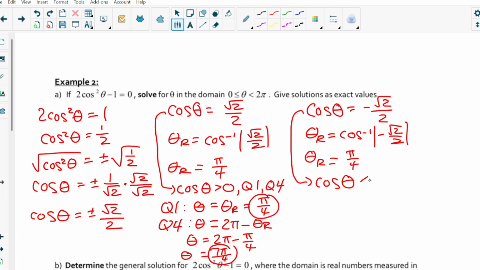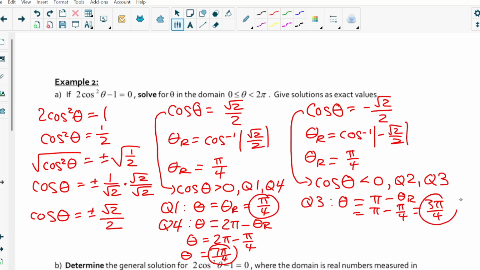So cosine of theta, so my cosine ratio is this time less than 0. Where does that happen? That's in quadrant 2 and quadrant 3. So in quadrant 2, my angle in standard position equals pi radians minus the reference angle, and that equals pi radians minus pi over 4, and that equals 3 pi over 4. That's another solution.